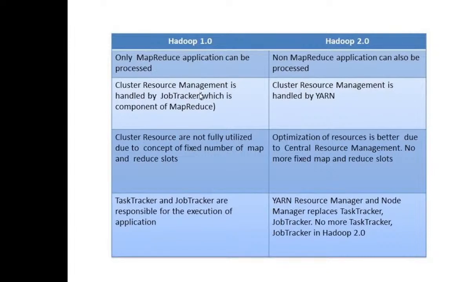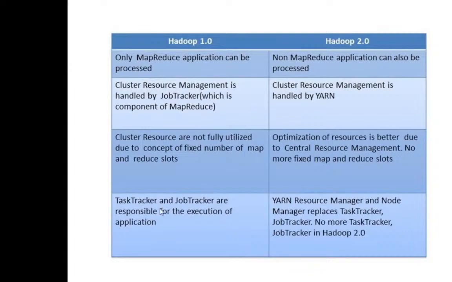And for cluster resource management, everything was done by the job tracker, and in Hadoop 2 we have the resource manager which takes care of resource management. Cluster resources were not fully utilized because of the way they were handled. It was not optimally utilized. So even though you had the resources, we were not able to submit new tasks, right? But in the YARN architecture, there has been an optimal utilization of the resources.